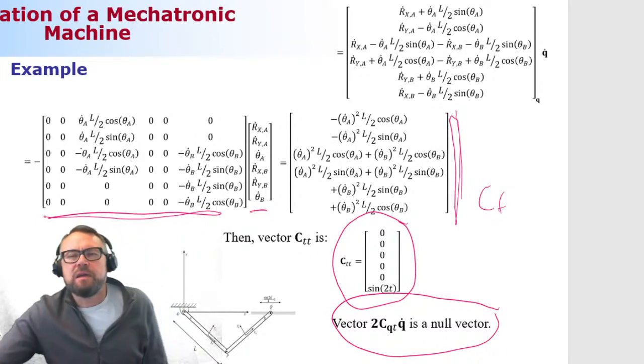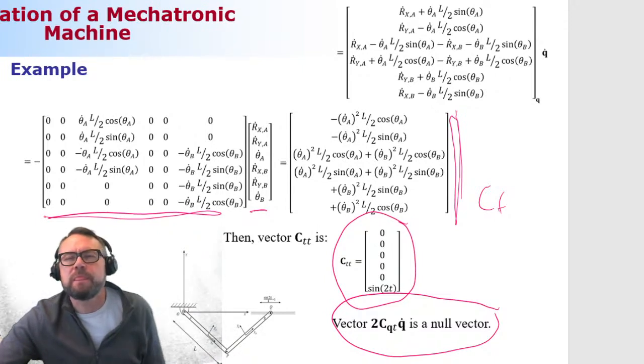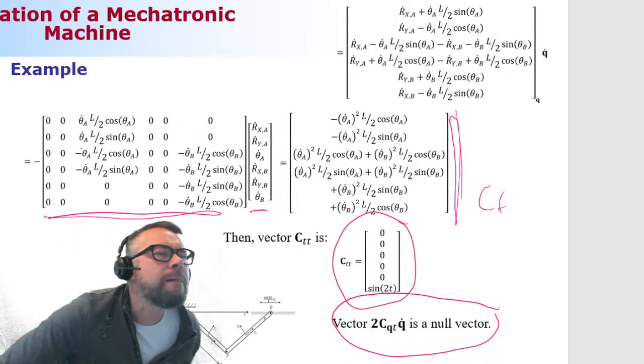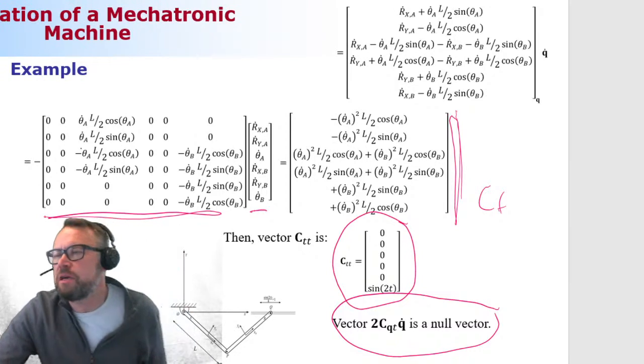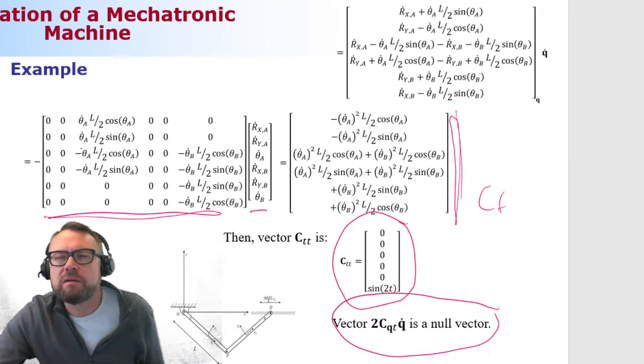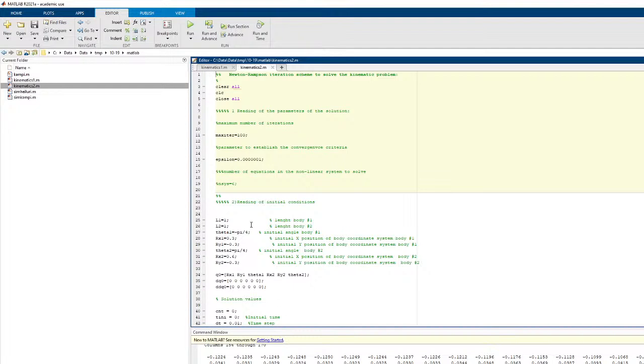That's it. Let me see if I can run the second mechanism for you. So again, it's going to be pretty much the same story as the last time. Oh, I need to share my screen with you, so hold on. Let me make this a bit bigger. So this is my MATLAB code. Okay, this is now my MATLAB code. I'm going to run it.